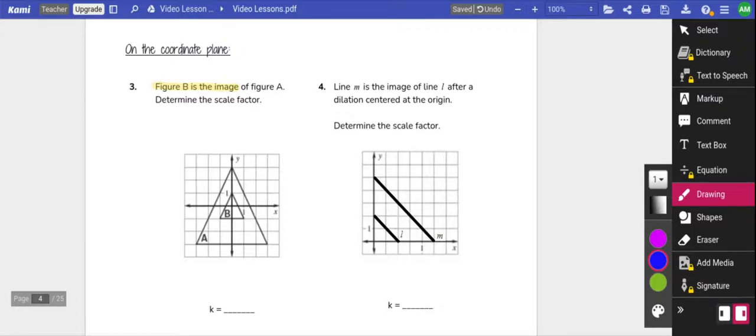So we're going to take a side in our image. In this case, why don't we determine that this is 2? And we're going to put that over a corresponding side in our pre-image. Well, I'm going to just go with the bottom because it's straight across. 1, 2, 3, 4, 5, 6. 2 to 6 or 1 to 3 in simplest form. And again, if B is my image, it got smaller.